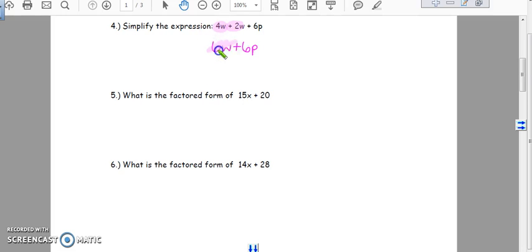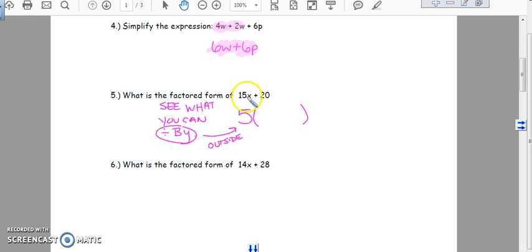Okay, what is the factored form of 15x plus 20? When we do factored form, we have to see what you can divide by. And I want the biggest thing I can divide by. So I got 15 and 20. What can I divide 15 and 20 both by? I can divide them both by 5. So whatever I divide them by goes on the outside.